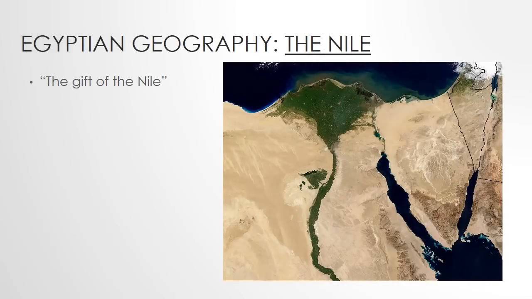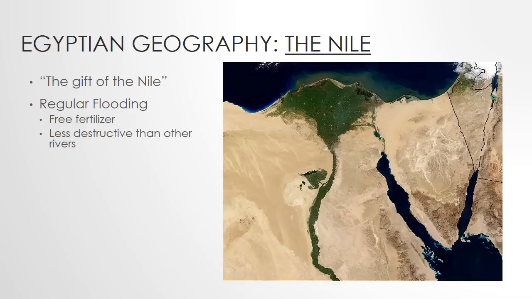The most important aspect of Egyptian geography is the Nile River. In fact, the Nile was so important to Egyptian civilization that Egypt is often called the gift of the Nile. The main reason for this is that it does not really ever rain in Egypt. So that means that all of the water, and therefore all of the agriculture that could happen in Egypt, happened because of the Nile River.